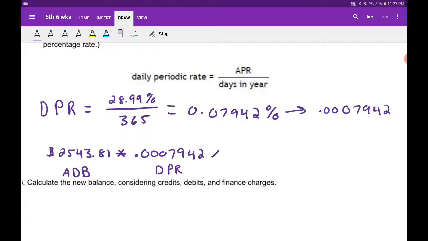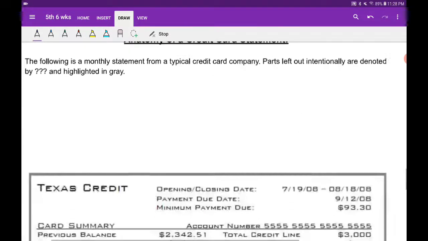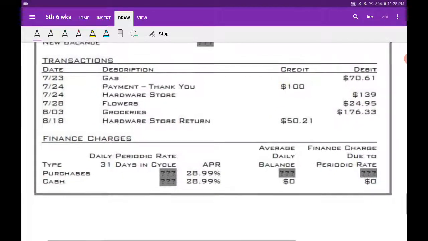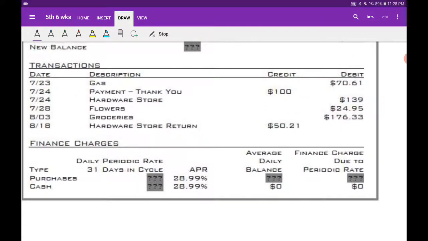All right, and then we're going to multiply it by how many days we have in our cycle. Okay, so this calculation is only for one day, so we need to multiply it by 31 days, which is our cycle. And then when we put all that in the calculator, we're going to have a finance charge at the end of the month of $62.62. And if you look at our statement, that is what we're going to see in our statement here below, that we're figuring out here in our finance, our periodic rate there.